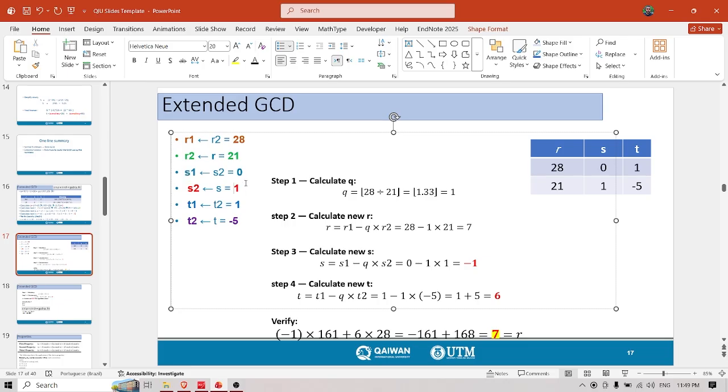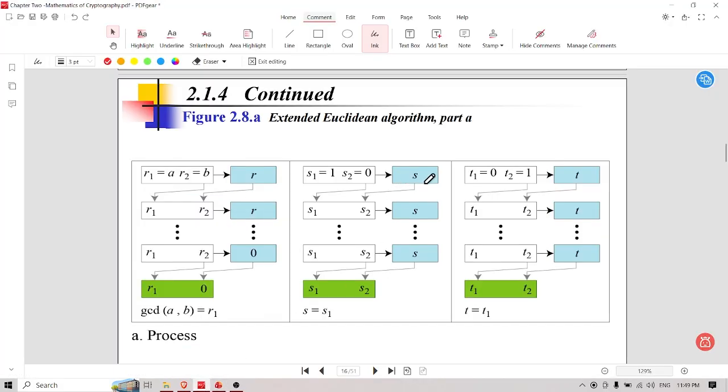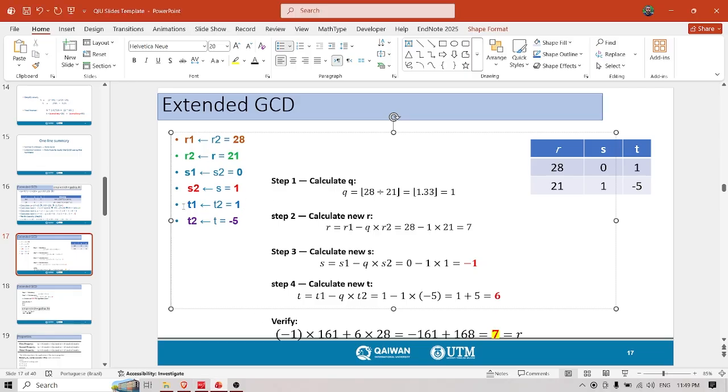And then S1 is equal to S2, because again S would be S2, and T2 would be T1, T would be T2. Now we will again redo it. Now we have 28, we have 21. Now 28 and 21, we put it in here. Now this is R1, R2, S1, S2, T1, T2.